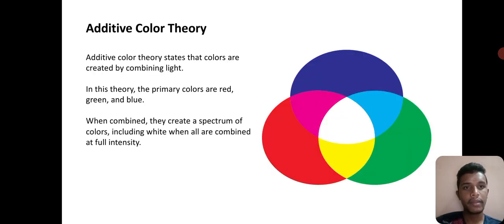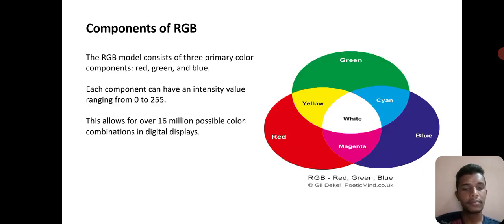And the additive color theory. The additive color theory states that the colors are created by combining lights. In this theory, the primary colors are red, green, and blue. When combined, they create a spectrum of colors, including white, when all are combined at full intensities.